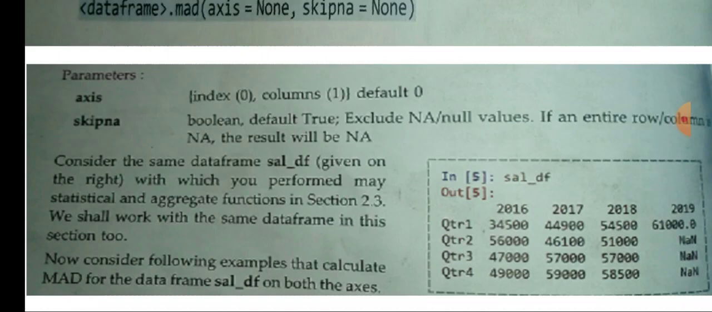You can easily see here that SAL_DF is a data frame in which there are 4 columns 2016, 17, 18 and 19, and there are 4 rows also, QTR1, QTR2, QTR3 and QTR4. For these 4 rows there are different sets of data here. So consider the same data frame SAL_DF given on the right, with which you performed mean statistical and aggregate functions. So we will work with the same data frame in this section too.